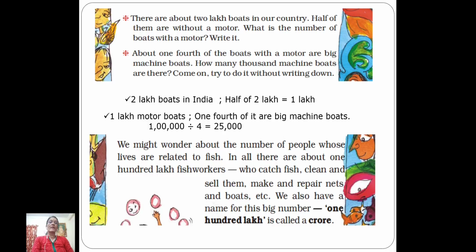100 lakh fish workers. See the question, 100 lakh. 100 means how much? What is the number? 100. And lakh means 1 lakh. Lakh has how many zeros? 5 zeros. 100 has how many zeros? 2 zeros. We come to that.